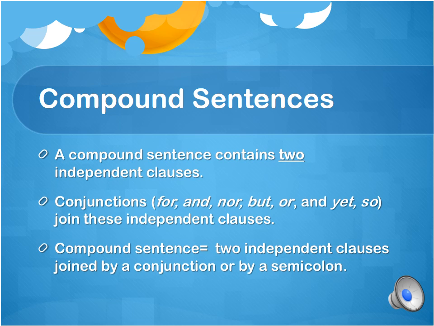So again, our compound sentence contains two independent clauses, and those two independent clauses are going to be combined by using a comma and a conjunction or a semicolon to join these two clauses together.